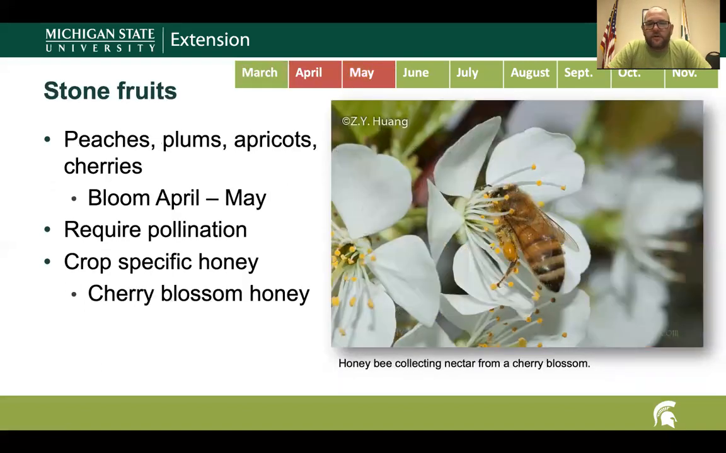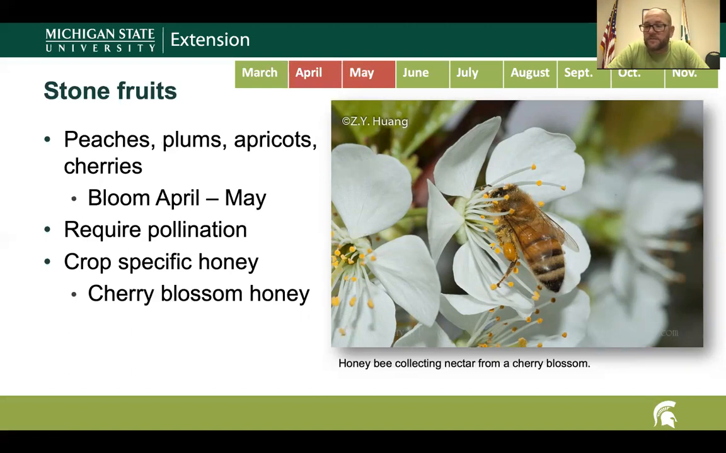Moving on into April and May, this is when we start to see our stone fruits start to bloom. Those are things like peaches, plums, apricots, and cherries. They're called stone fruits because the pit in them is like a little stone. They generally, these are plants that require pollination.